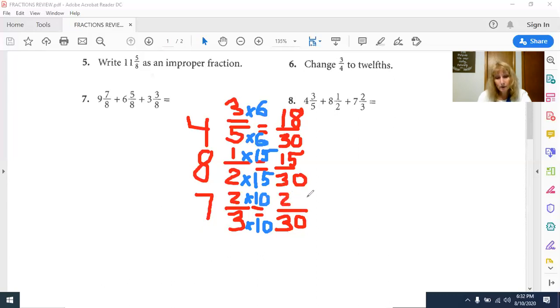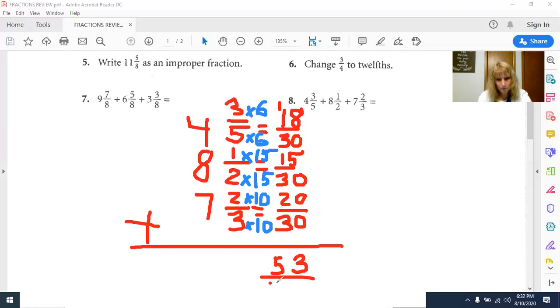And now, because this is adding, I'm going to add up my numbers. I'm going to add 18, 15, and 20. So 8 plus 5 is 13, plus 0 is just 13. So I bring down the 3 and I carry my 1. 1, 2, 3, 4, 5. So 53 30ths. And then I have to change 53 30ths into a mixed number because 53 is bigger than 30.